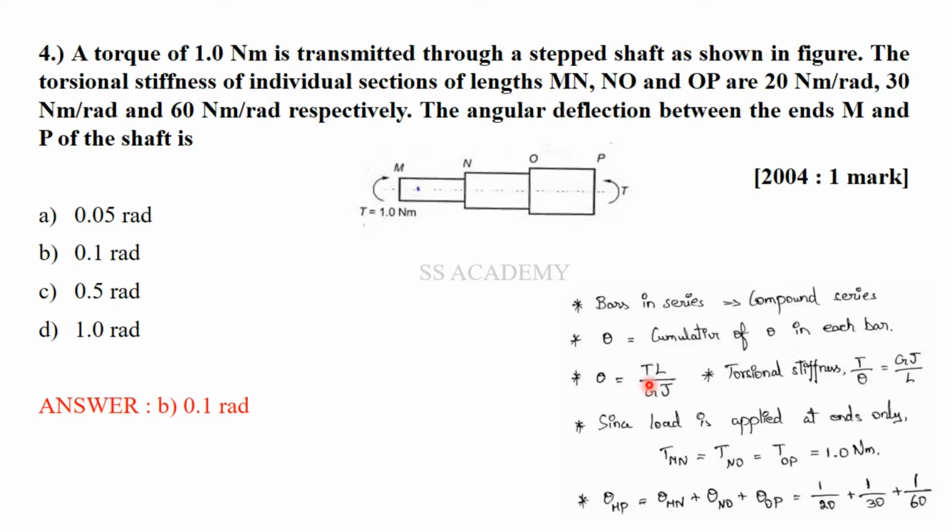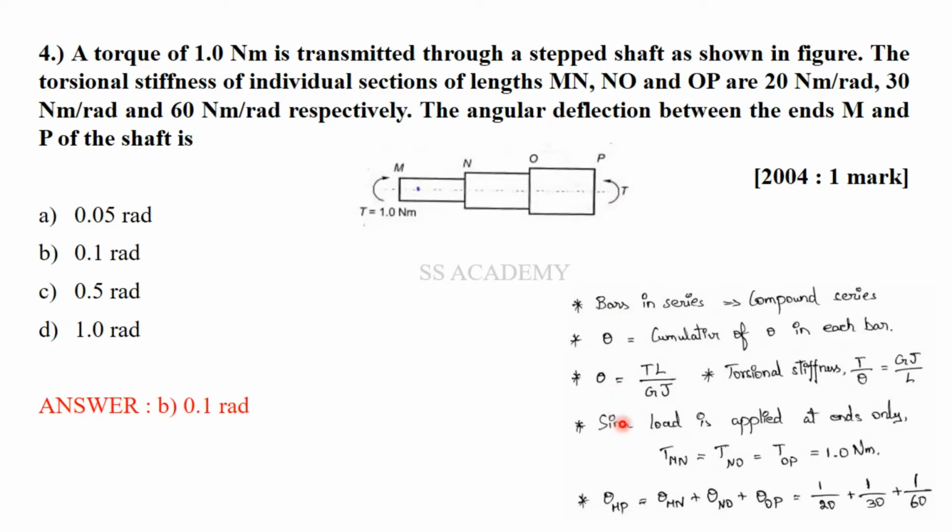As we have discussed, I have used the pure torsion equation on a circular shaft. So we must know what is torsional stiffness. Actually, torsional stiffness is referred to as T by theta, torque by angle of twist or angular deflection. So from this you can derive that T by theta is equal to GJ by L. They have given GJ by L. So GJ by L is being given and the torque is applied at the ends.